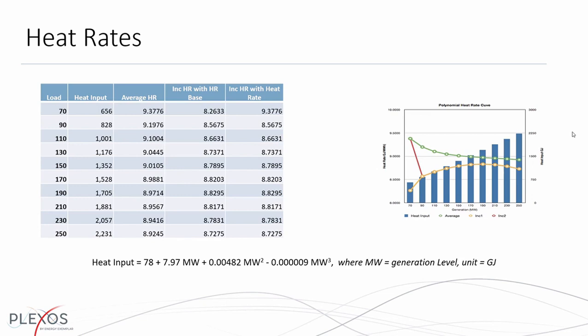It could be a polynomial equation with a base value and coefficients corresponding to each term. It could have a load and the heat input corresponding to it. So each load point will have a corresponding heat input and average heat rate.